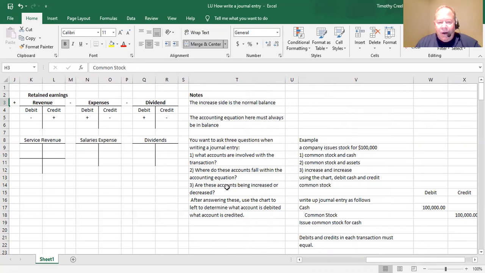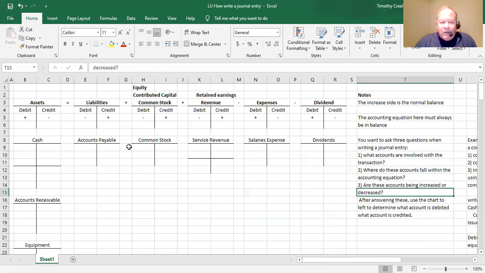And then you would say, are these accounts being increased or decreased? So if we're issuing stock, we're increasing the amount of stock we have. So that would be an increase to common stock. And if we're getting in cash, we're increasing the amount of cash we have. So that would be an increase to cash. And then we would use the chart, and an increase to an asset is a debit. So that would mean we're going to debit cash, and an increase to common stock would be a credit. So that means we're going to credit common stock.